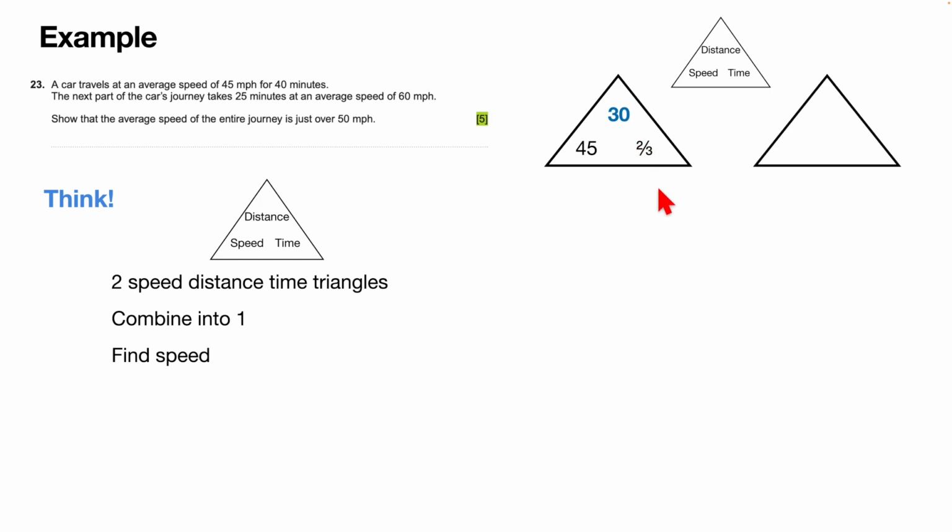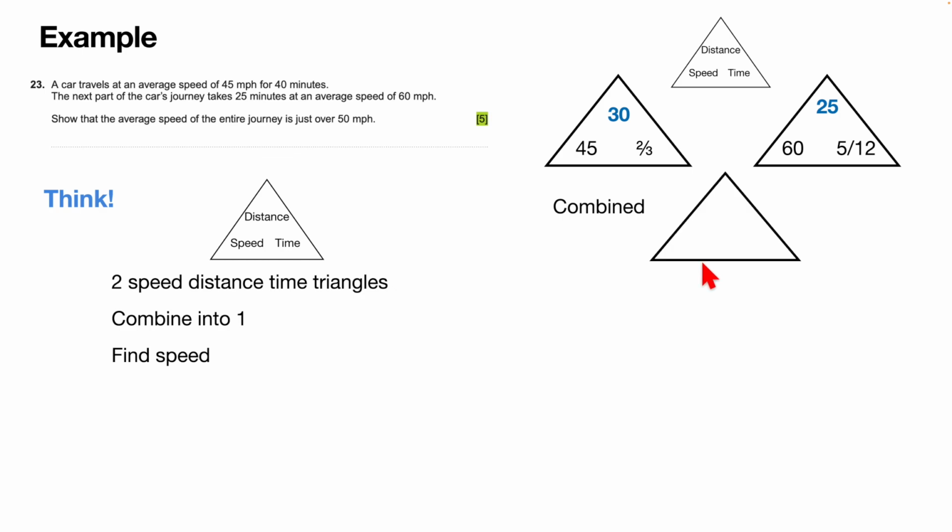30 miles. The second part of the journey, we're told that the speed is 60, or average is 60 miles per hour, and it takes 25 minutes. Well, that's 25 over 60, divided by 5 is 5 over 12. I could have left it as 25 over 60 because I'm about to multiply by 60, which would give me 25. Don't forget, you have got a calculator. You can use it. I certainly would. So these are our 2 journeys, and now we are going to combine them into one triangle.